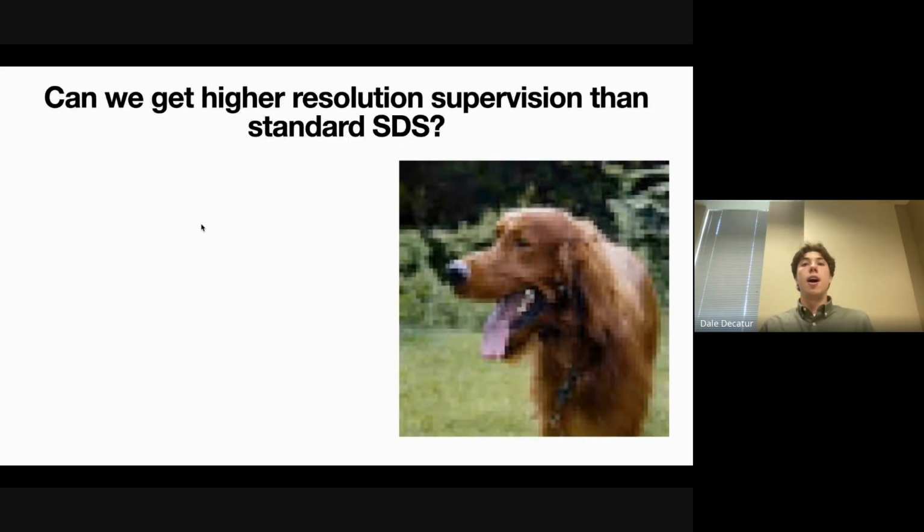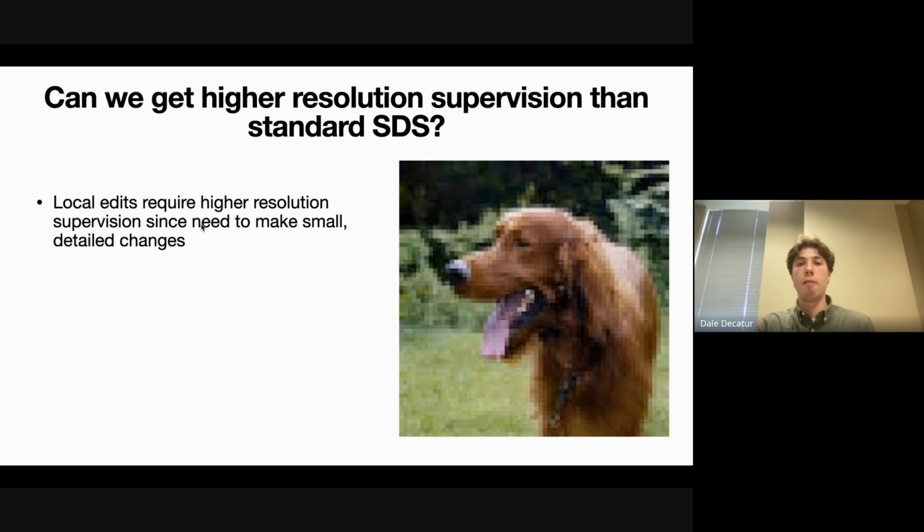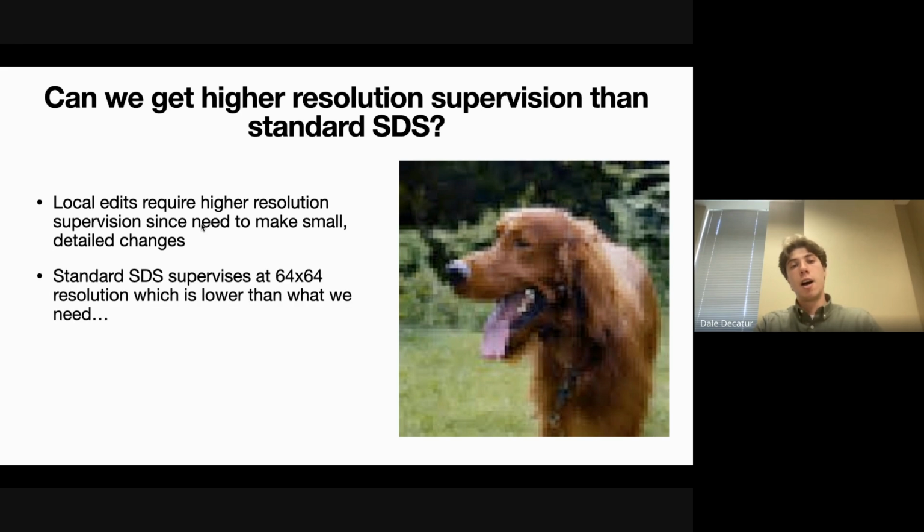So, one thing you might ask is, SDS is great, but as we talked about earlier, we want to get high resolution supervision. So is there a way to get higher resolution supervision than standard SDS? Because we said local edits are often very small, and we want to have enough supervision to be able to make those local edits. And one thing we actually notice is that standard SDS supervises at, for DeepFloyd, 64 by 64 resolution, which is lower than what we really need for our use case.